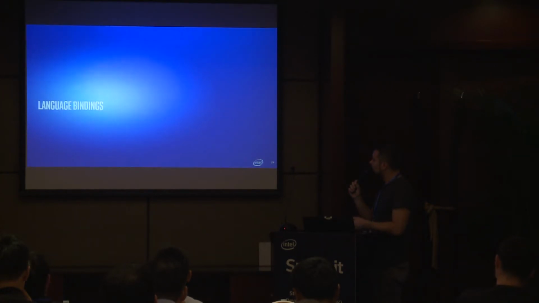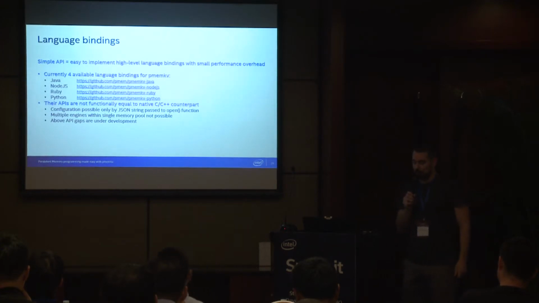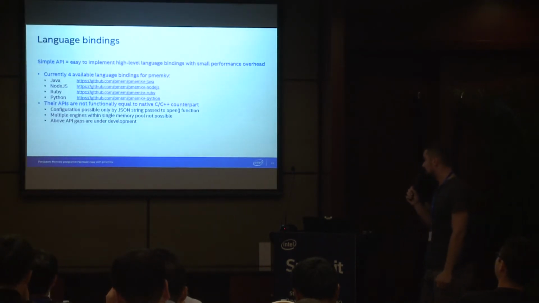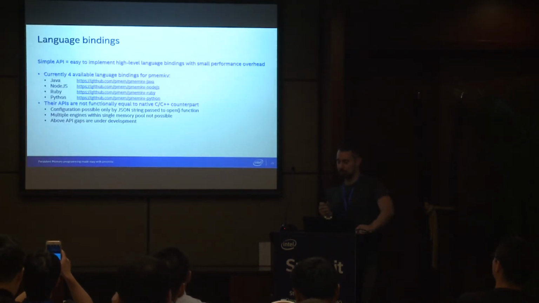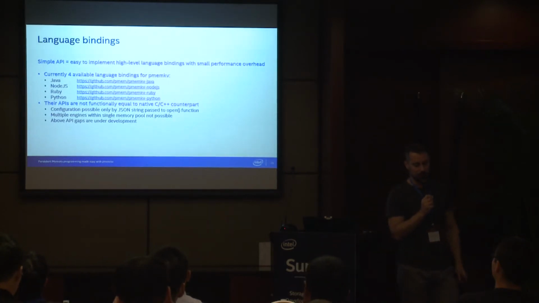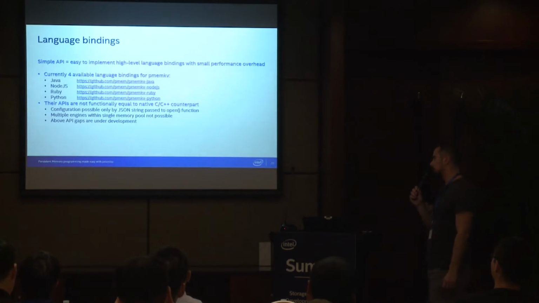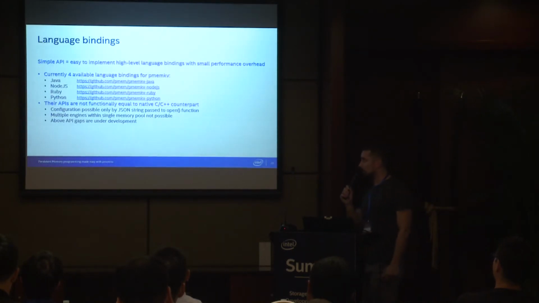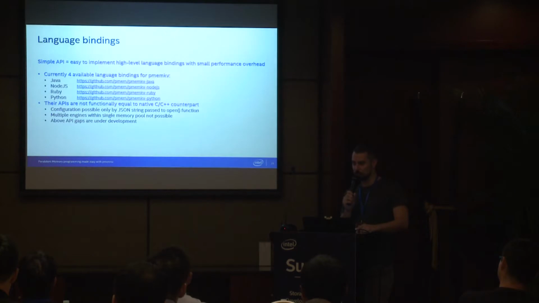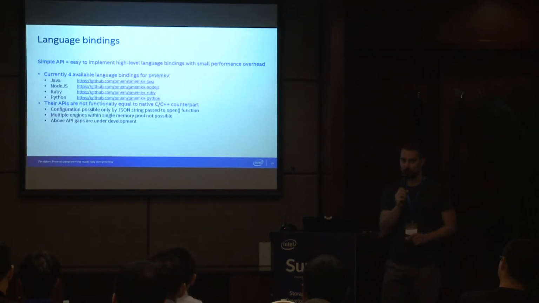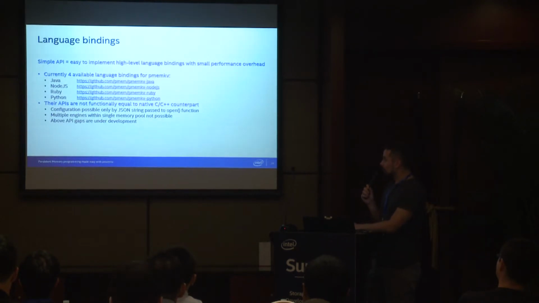And finally, we move to language bindings. So, simple API makes easy implementation of high-level language bindings with small performance overhead. This is quite important because we made some comparison benchmarks between different language bindings and native C and C++ API, and it turns out that high-level language bindings have around 5%, 8% overhead with latency. Right now we have 4 available language bindings. You can find them there for Java, Node.js, Ruby, and Python.